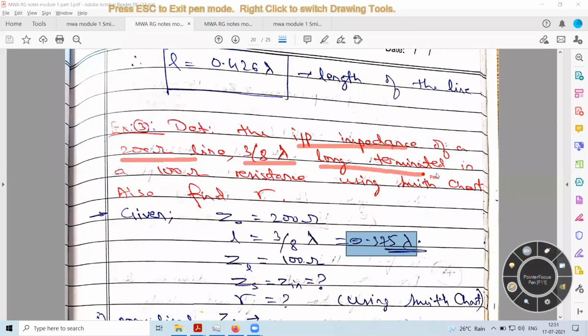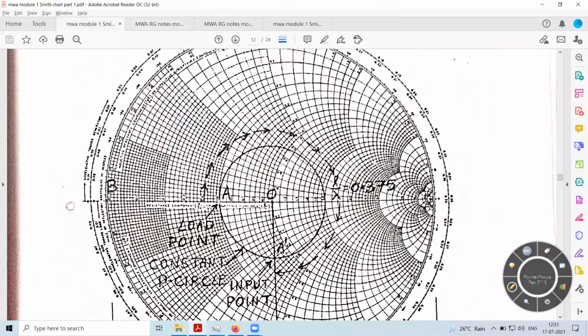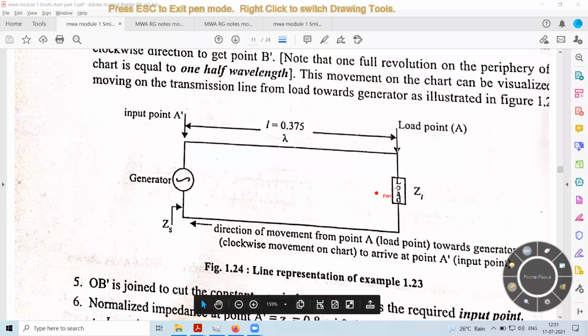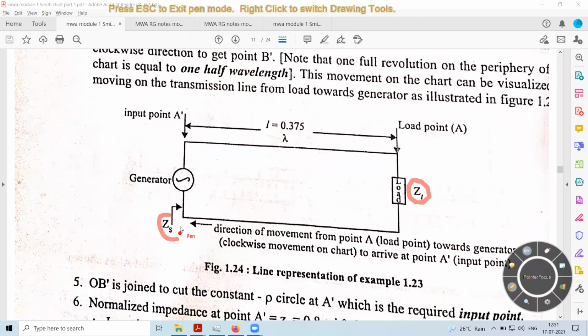3 by 8 lambda is the length of the line, and at that location I have a 100 ohm resistance. So it is indirectly giving us the information that I have a ZL over here and I need to identify the input impedance, but he tells us that there is a load of 100 ohm present at a distance of 0.375 times lambda. So he has given the information pertaining to the distance between the input impedance and the load impedance. So that is the parameter.